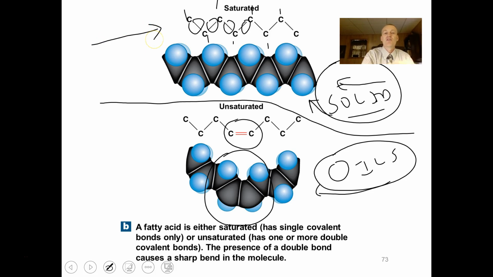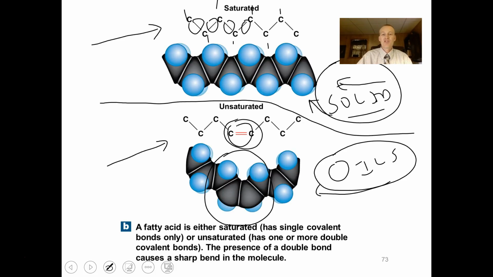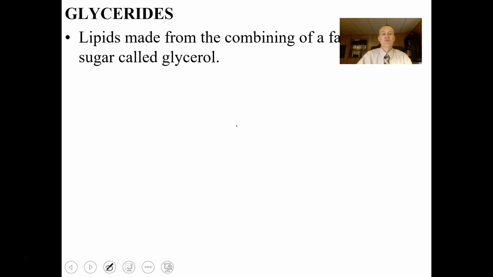Saturated means you have no double bonds. Unsaturated means you do have double bonds and form a liquid. And supposedly you're familiar with saturated fats being probably not as good for you and unsaturated fats being better for you. Don't think of fats as being bad, though, totally, because they're actually very beneficial to us.